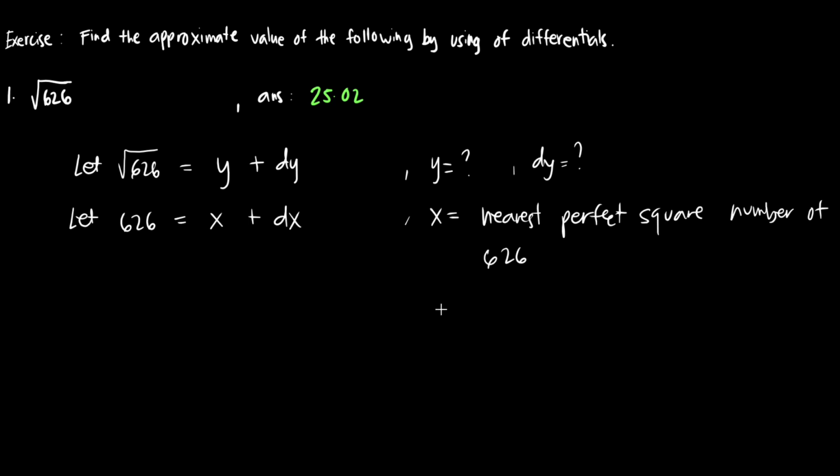So what is the nearest perfect square number of 626? By using calculator, we have the value of x must be 625, because if we try to square root of 625, the answer will be 25. So this is the value of x, 625.